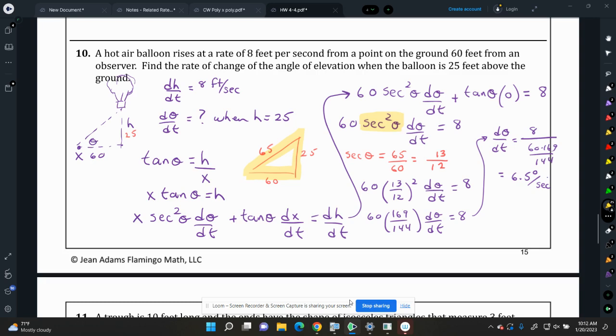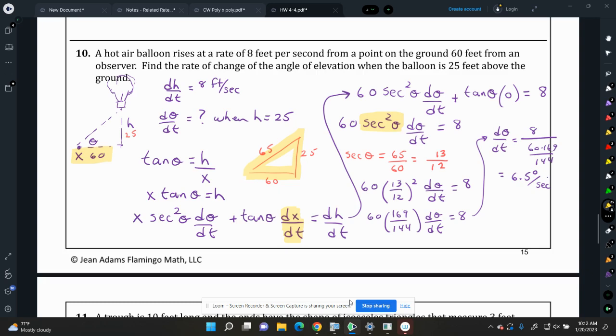Yes, Laura. What happened to our tangent data though? That's because dx dt was 0. The person doesn't move. He stays 60 feet away the whole time. So if it's a constant, when I take the derivative, it's going to be 0. Would it have worked if you found theta by plugging into the tangent? Yes. I did it the quotient rule way, and I did not get that.